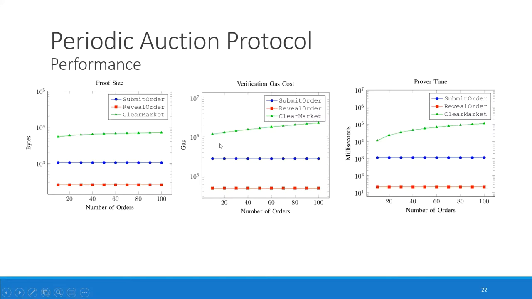The verification gas cost for evaluating this prototype on Ethereum, for a number of 100 orders, for clear market is actually very high. It's around 1 million gas or even more than that. But similarly, the submit order and reveal order are constant regardless of the number of orders. And finally, the prover time scales with the number of orders, and we still have a constant prover time for the submit order and reveal order.